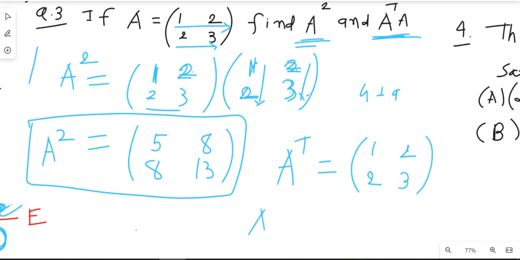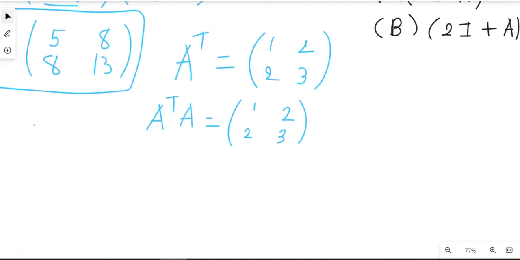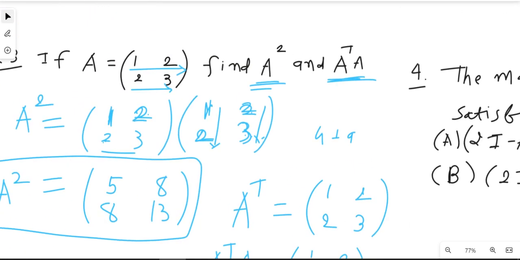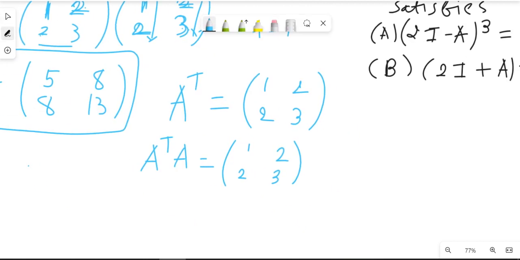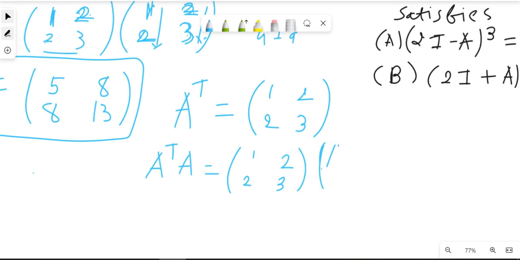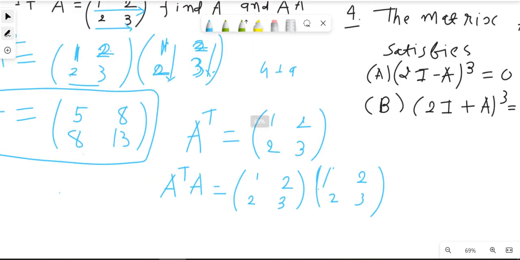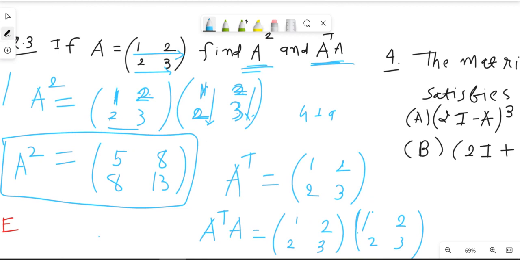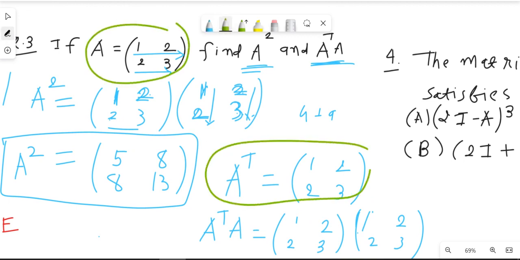And what do we have to do now? A transpose into A. So this is my A transpose, 1 2 2 3, and A is 1 2 2 3. This is also the same. Okay, so A square is the same, 1 2 2 3. So you can see here our A transpose and A both are equal.